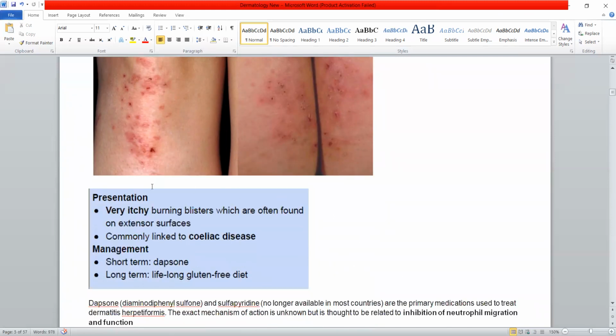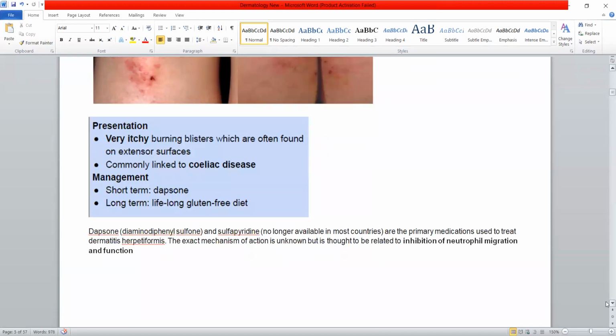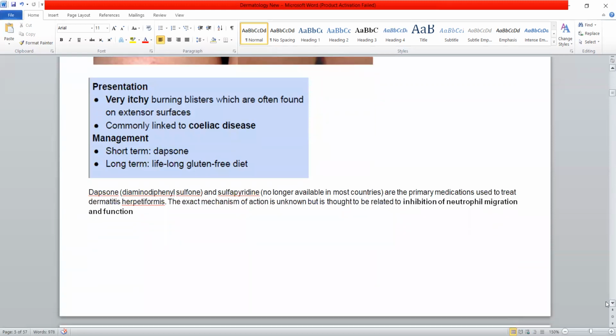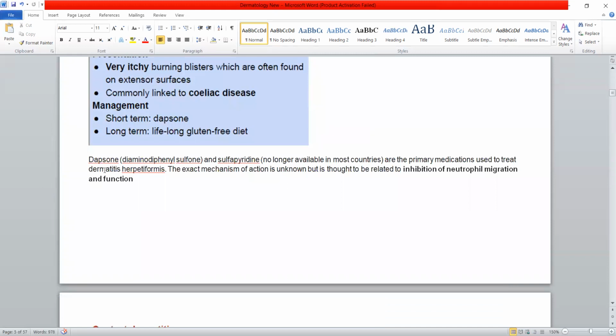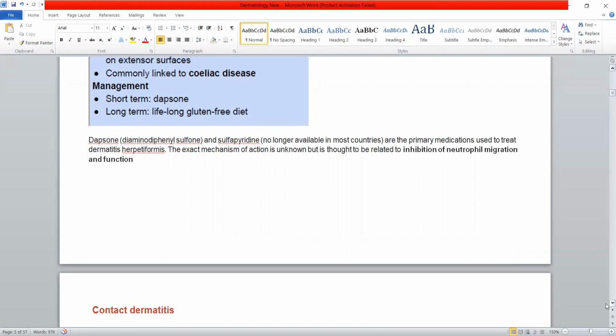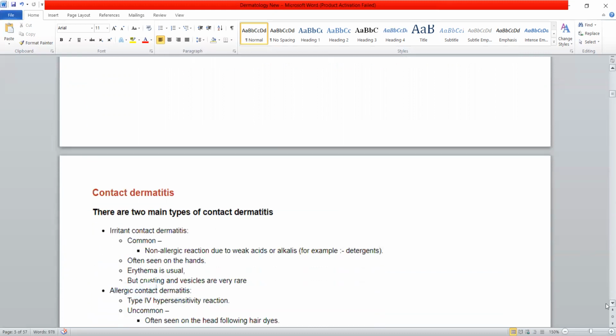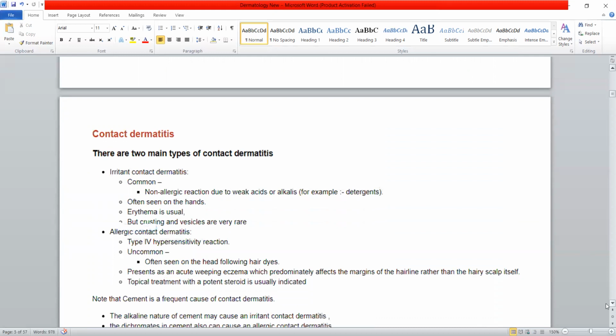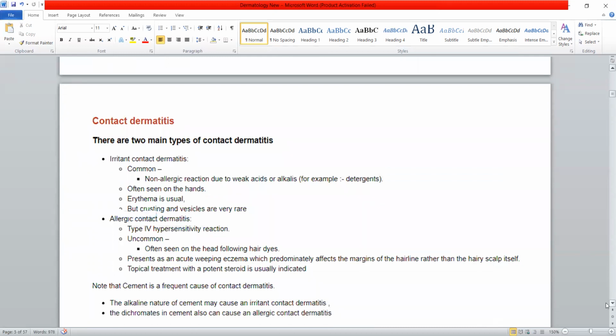A short summary of presentation and management of Dermatitis herpetiformis: very itchy, burning blisters that are found on the extensor surfaces in someone with a history of celiac disease. Management in the short term is Dapsone and long term is a lifelong gluten-free diet. The mechanism of action of Dapsone is that it inhibits neutrophil migration and their function. So we are done with Dermatitis herpetiformis.